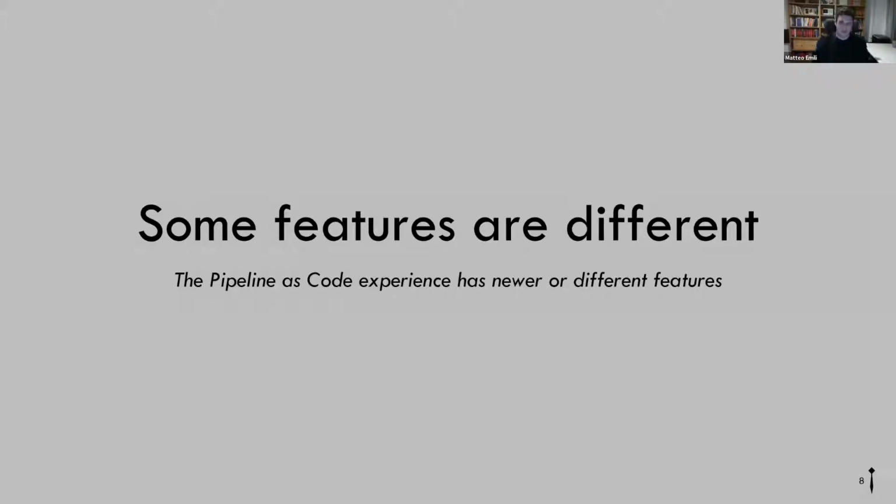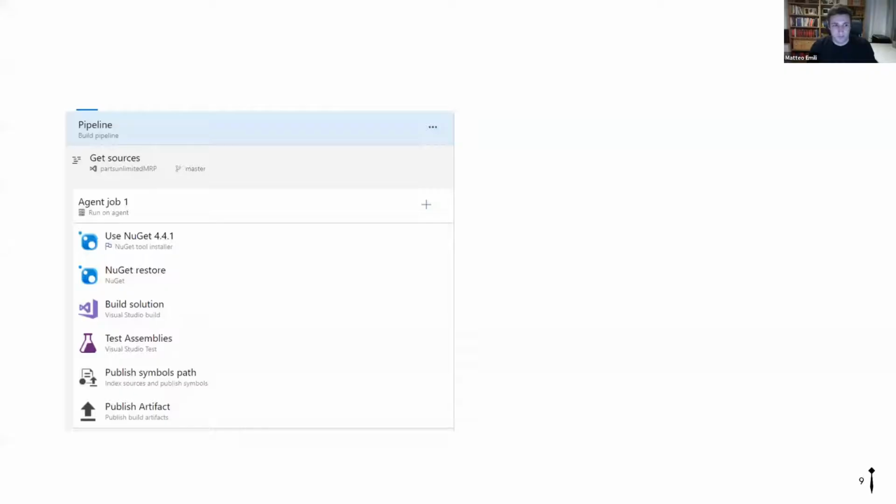Some features are different, though, because the pipelines as code experience has some features which are different or newer or exclusive. So there are things like container job support, which is exclusive to pipelines as code for obvious reasons. And there are things that are only in that implementation because it makes more sense to have them in an as code implementation. Matrices, for example. Build matrices are very complex to set up in a GUI. Pipelines as code is going to be very simple.